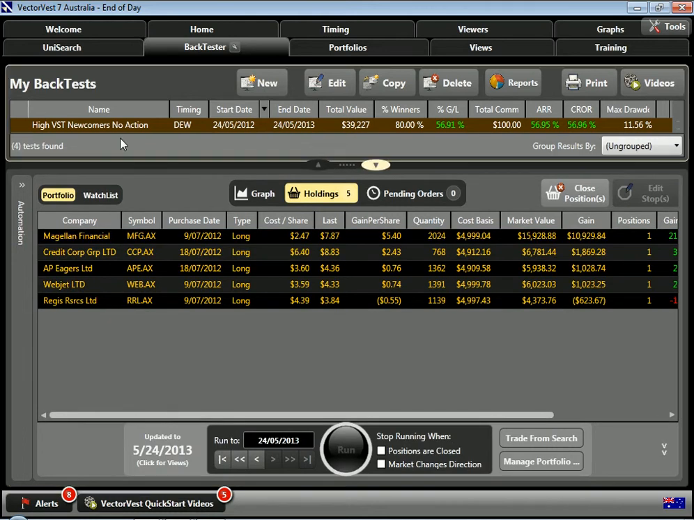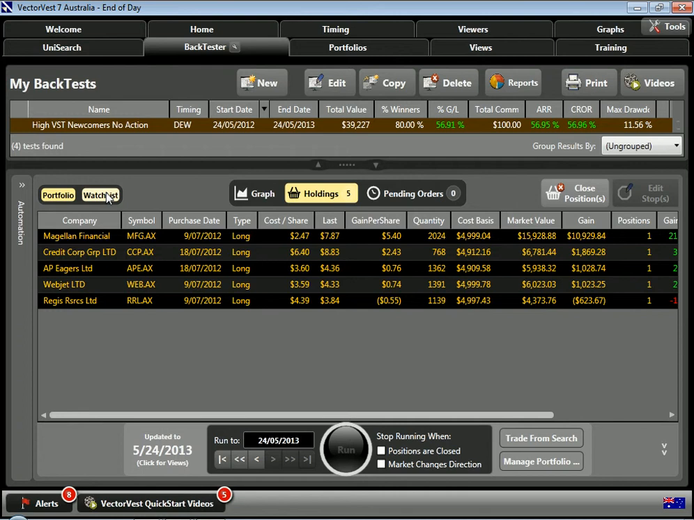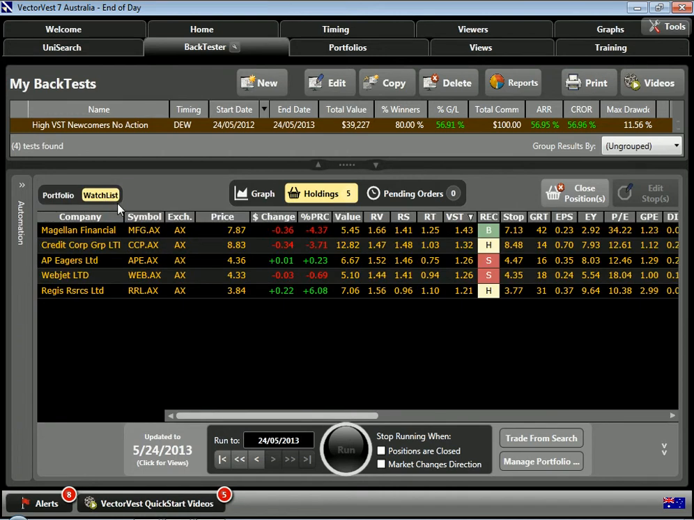And since this portfolio takes no action on DEW down signals, it will continue to hold these 5 positions as long as that VST stays up above 1. And if we look at the watch list view, you can see that these still have from a 1.2 up to an excellent 1.4 VST rating.